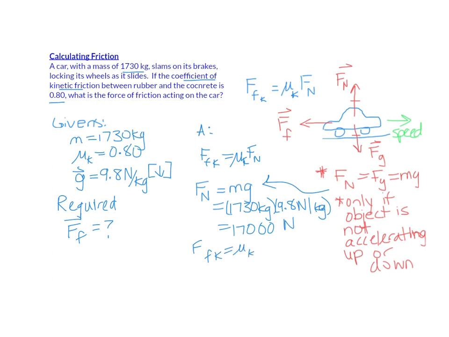Then the force of friction, I can find once I know that, because I will know that coefficient, or mu sub K, and I also know the normal force. So I'll just plug in my 0.8 for mu sub K and my 17,000 for the normal force. And 17,000 times 0.8 is 14,000 newtons for my force of friction.